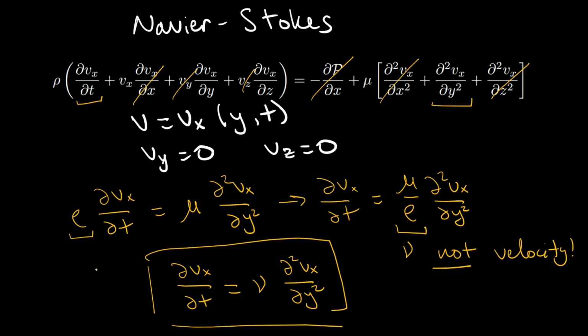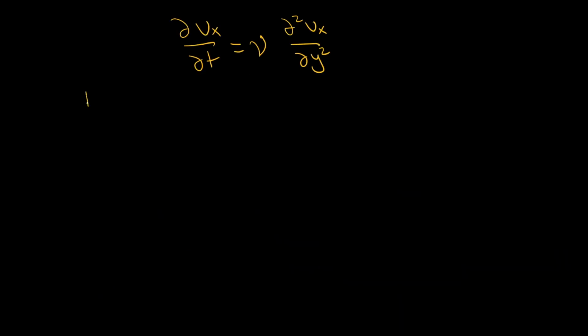To solve this, we need an initial condition, and that's because we have this time component. We need some initial condition to start us off. We need two boundary conditions because of the second derivative with respect to y. So as I just said, we need to think about the initial conditions. We need our boundary conditions.